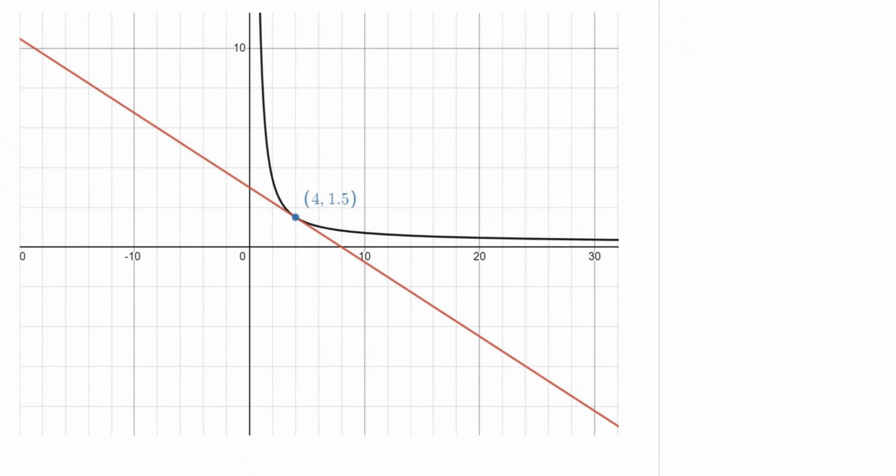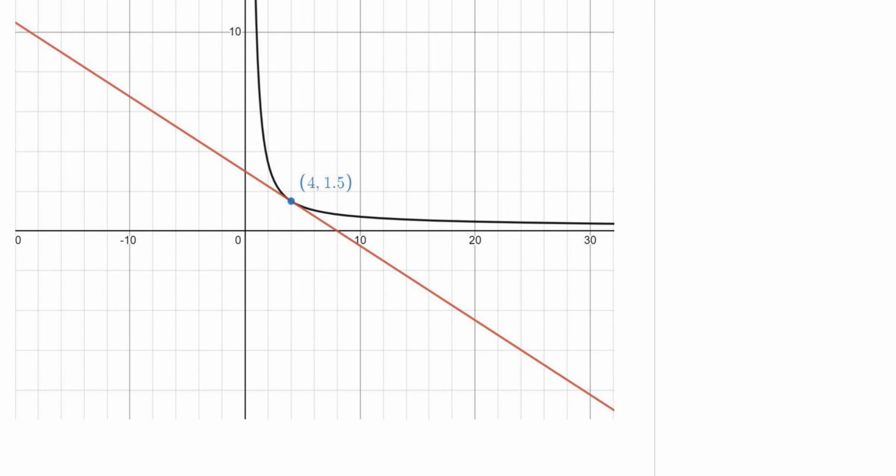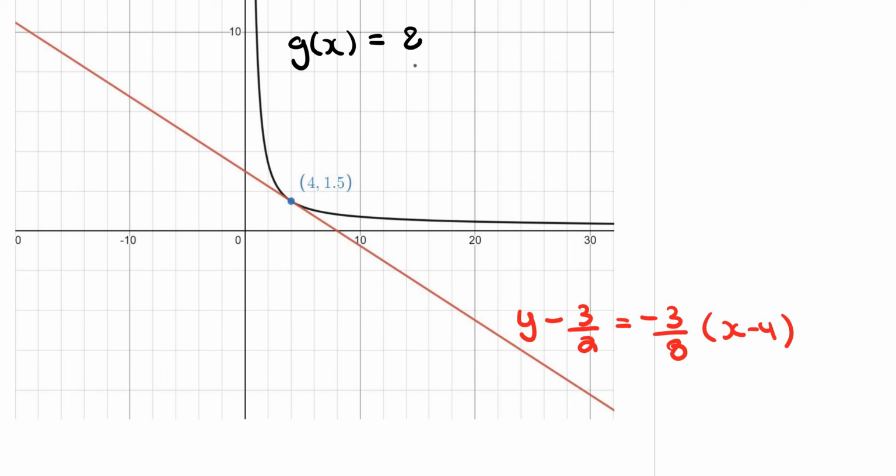Okay, and here is a visual diagram of what we've just found as our answer here. So this linear line is y minus 3 over 2 equals negative 3 over 8 bracket x minus 4. And the original problem was g of x equals 8 over x squared plus 2 over root x. And I guess the intersection point right there, there it is. That point right there is really 4 comma 3 over 2.